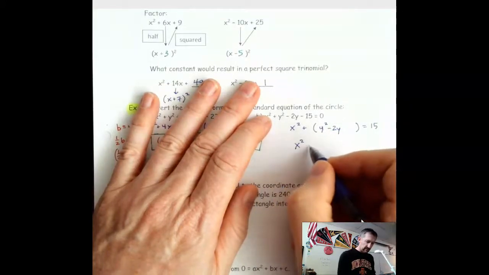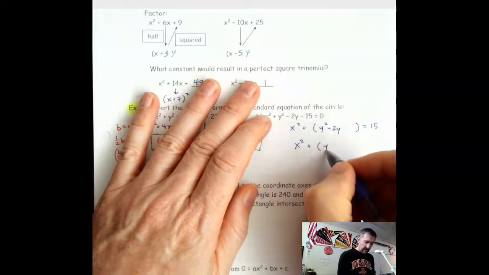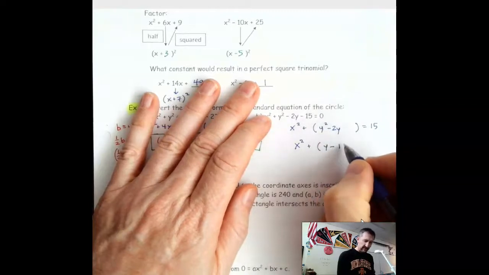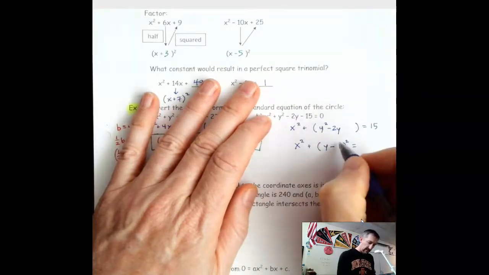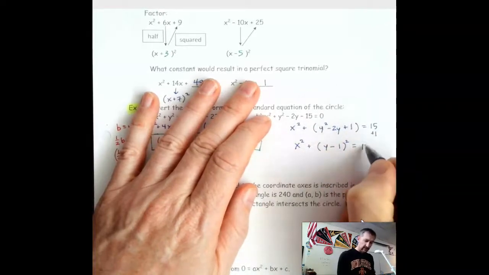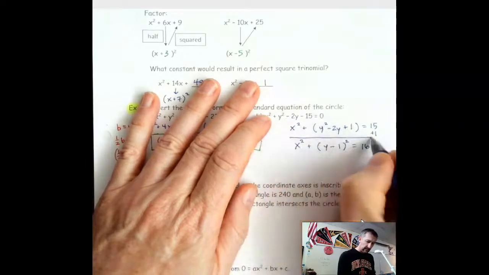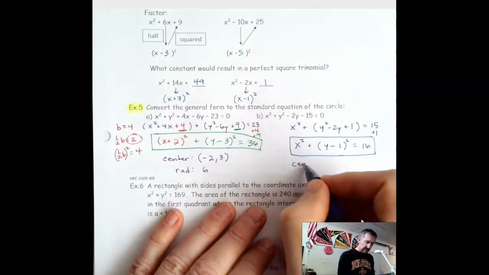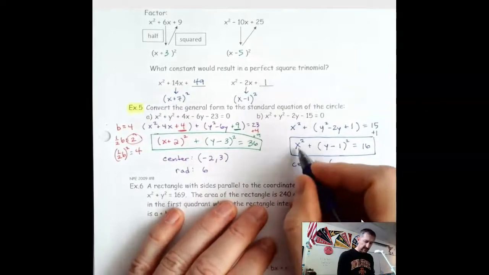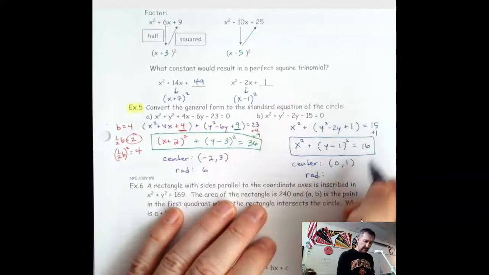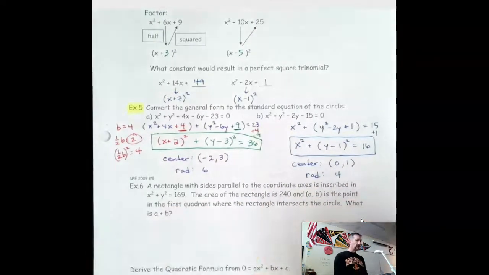Okay, so we have x squared plus y minus half of this, okay, and then square that, that's going to be plus 1. So plus 1 over here, so that's 16. Okay, and again, the center, now this time it's going to be 0 for x and 1 for y. The radius, square root of 16, 4. And again, they didn't ask for that, but that's okay.